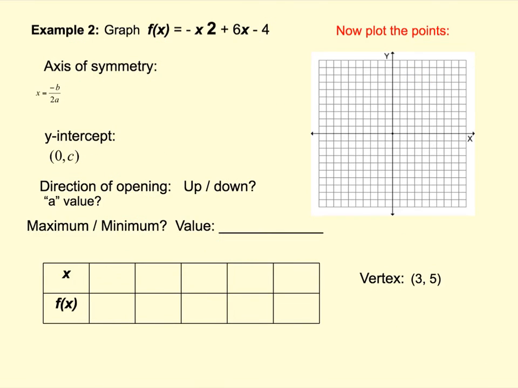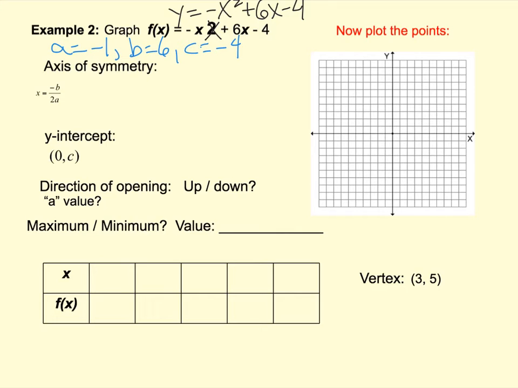Okay, so the next one is the same idea, but I'm going to fix this up here. This should be negative x to the second power, not this big old 2, plus 6x minus 4. So all the same steps. First thing we want to do is find our a, b, and c. So in this example, a is negative 1, b is 6, c is negative 4.